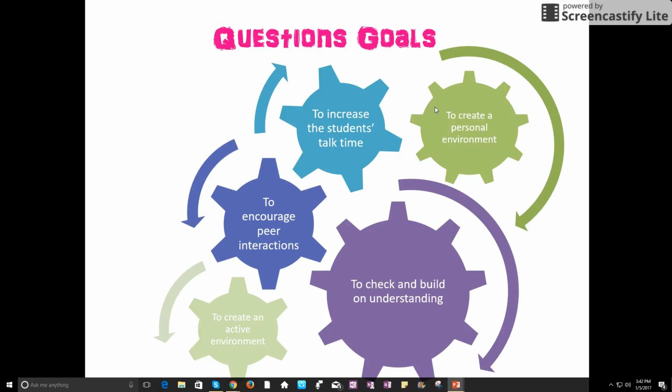The first reason is to create a personal environment. We also ask questions so that we can increase our students' talk time and decrease the teacher's talk time. Of course, we also want to encourage peer interactions and create an active learning environment. And also, probably one of the most important things that we do by asking questions is we can assess and build on the student's understanding. So we're going to look at these areas and how we can ask questions more effectively to reach these goals.